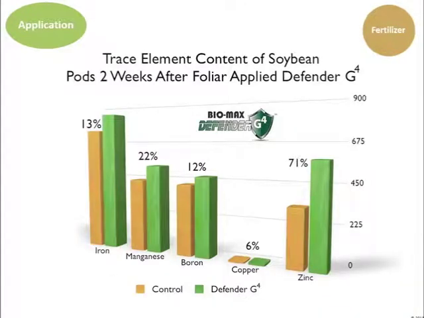Trace elements content of soybean pods, 2 weeks after foliar application. So when we look at after the application, we had a control on the left and the Defender product on the right: 13% on iron, 22% on manganese, boron was 12%, 6% on copper, and 71% on zinc.